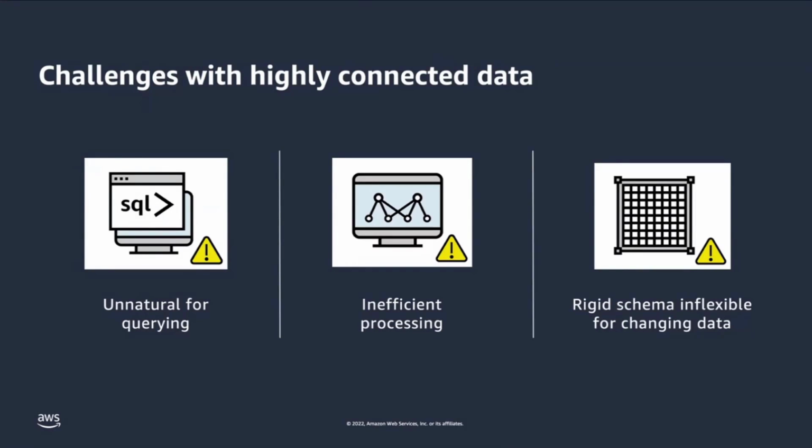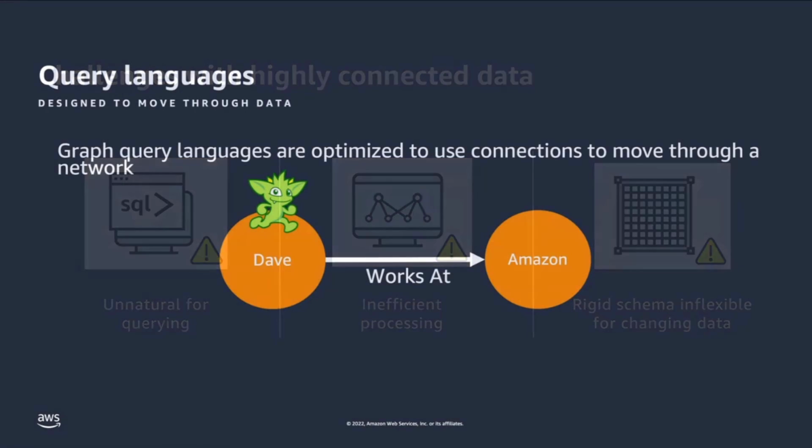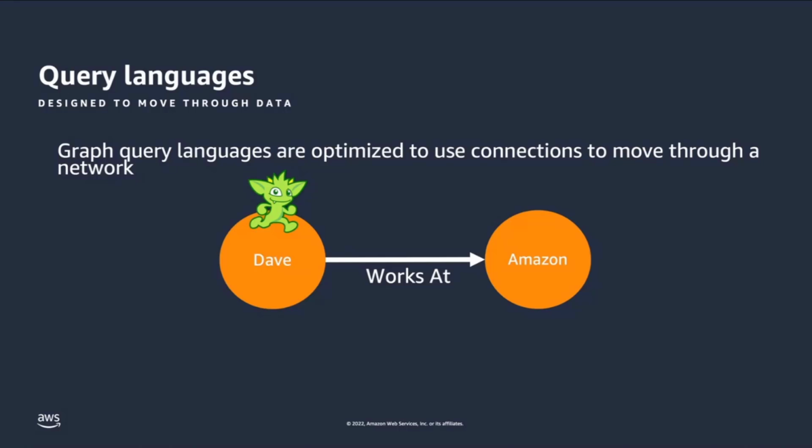So let's dive a little bit into that. What is it about graphs that actually makes them better at handling this sort of highly connected data? Well, the first aspect here is the query languages. The query languages that we use with graphs are really optimized to use the connections to move through the network of data that you're looking at. This comes down to the fact that graph databases and managed graph services are based on graph theory. And one of the key pieces of graph theory is this concept of traversing your data, or moving from point A to point B.